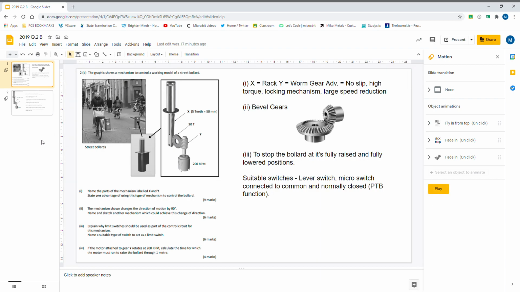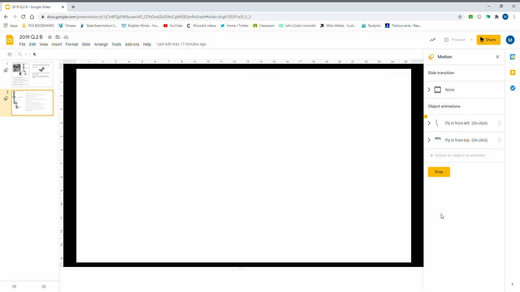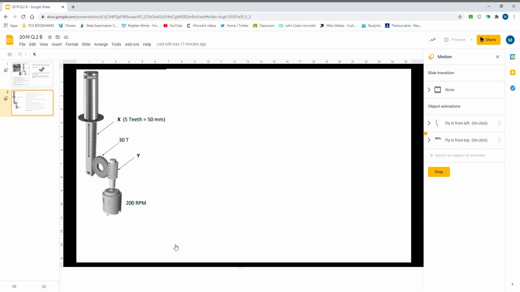So you're asked, if the motor attached to gear Y rotates at 200 RPM, calculate the time for which the motor must run to raise the bollard through 1 meter. So we're going to go through this here and talk through it. What you're given is some information. So the rack here, which is X, 5 teeth is equal to 50 millimeters, 30 teeth on the gear in between the rack and the worm, and then the motor rotates at 200 RPM. So here you're always going to be given all the information, you just have to use a bit of logic to work it out.